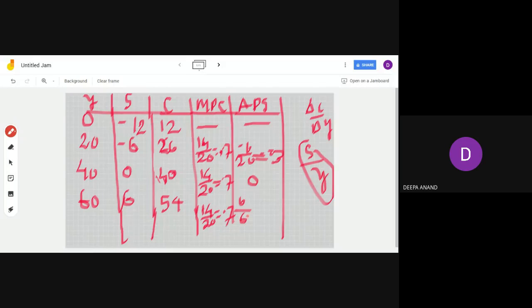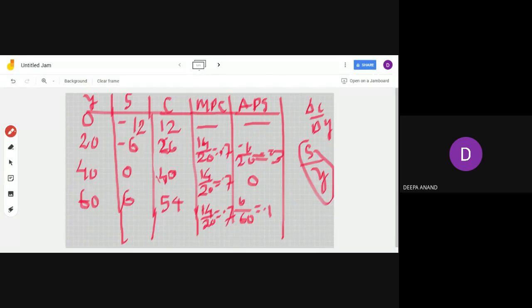Keep your system on mute. When you speak only, you unmute yourself. 0.1. So this APS, APC, MPC and MPS, if you know the equation, it's not a big deal. If you know the equation, you can find it out. And even once you get MPC, you know 1 minus MPC is equal to MPS. If MPS is asked, you can do it that way also.